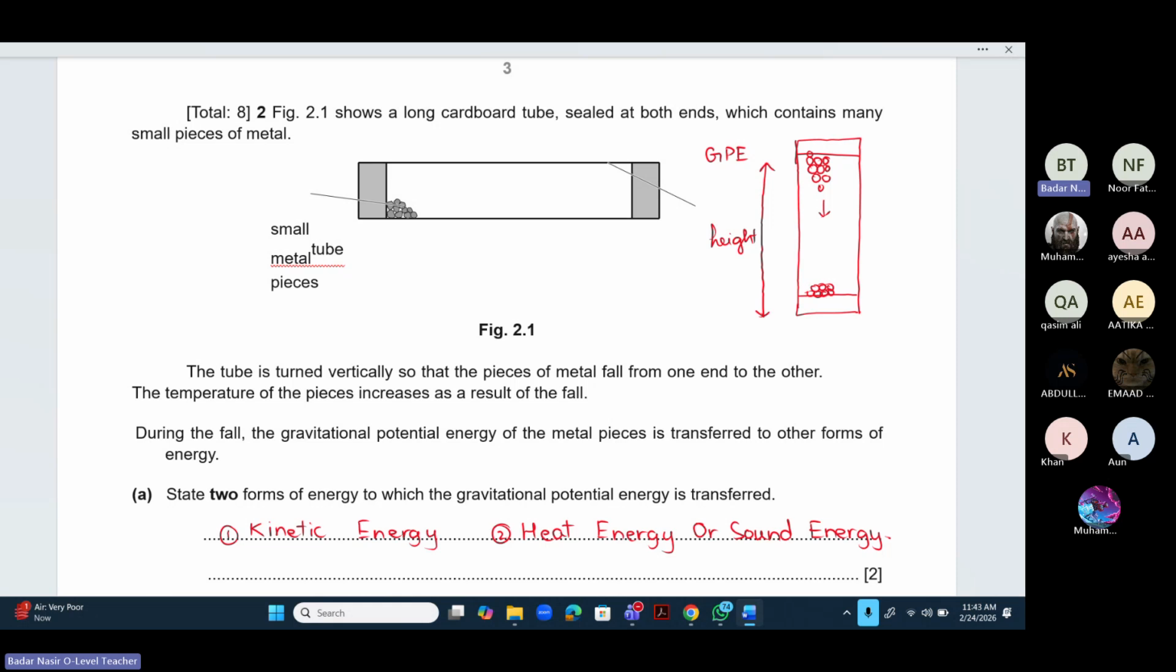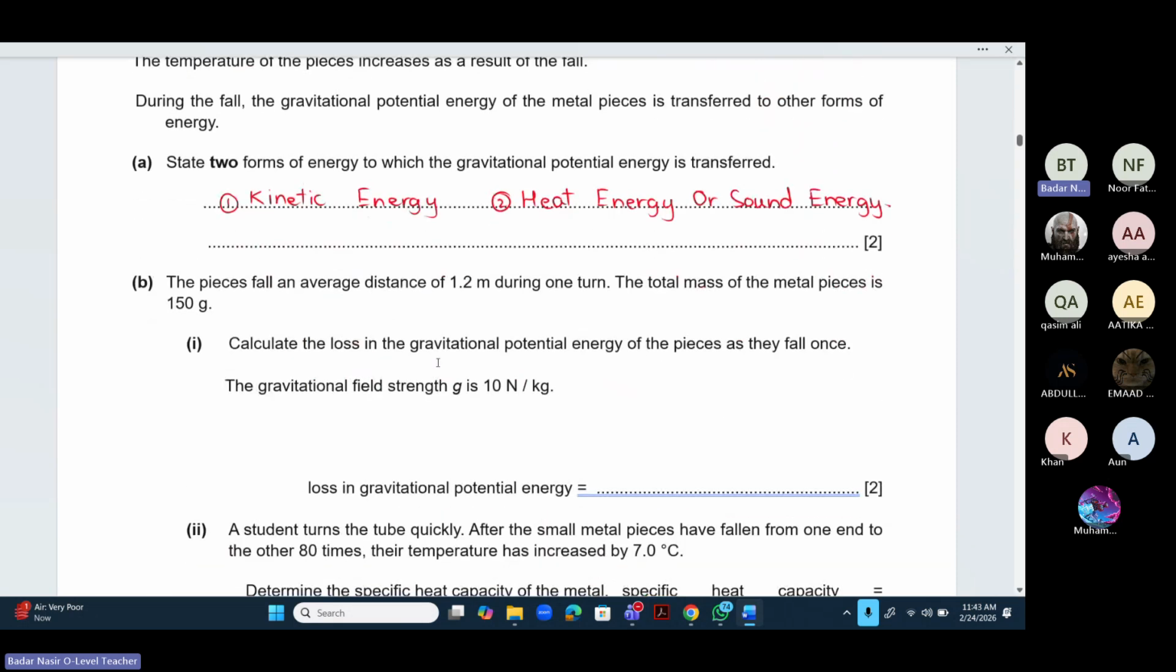Okay, now next up, the pieces fall an average distance of 1.2 meter. ठीक है, again जहां जहां पे g की वैल्यू 10 mentioned है, we have to use the value of g as 9.8. The pieces fall an average distance of 1.2 meter. The total mass of the metal pieces is 150 grams. Calculate the loss in gravitational potential energy of the pieces as they fall once.